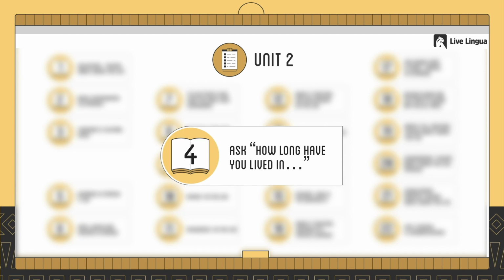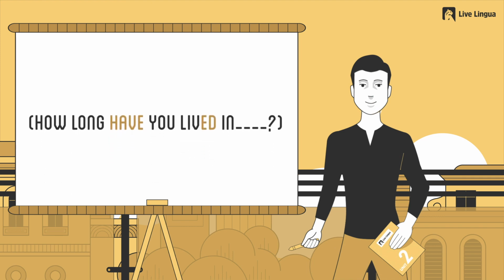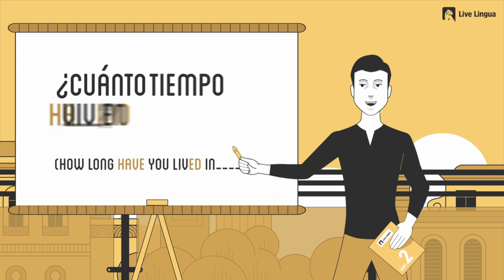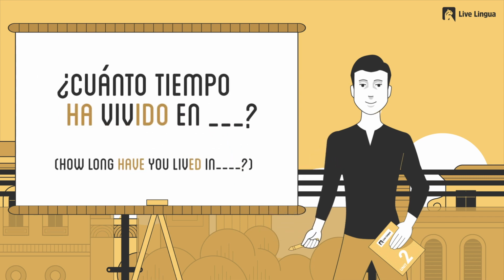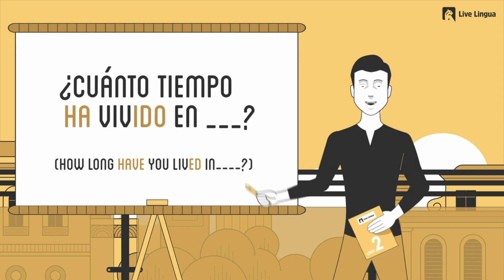Ask, how long have you lived in? If you want to find out how long somebody's been living somewhere, in Spanish it's actually pretty easy. You just have to add the phrase, ¿Cuánto tiempo ha vivido en, and then put the location you're asking about at the end of it. Again, it's ¿Cuánto tiempo ha vivido en.